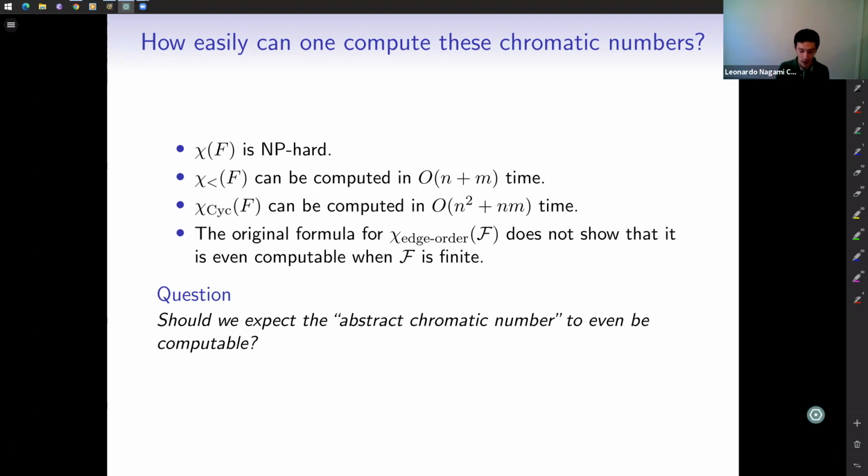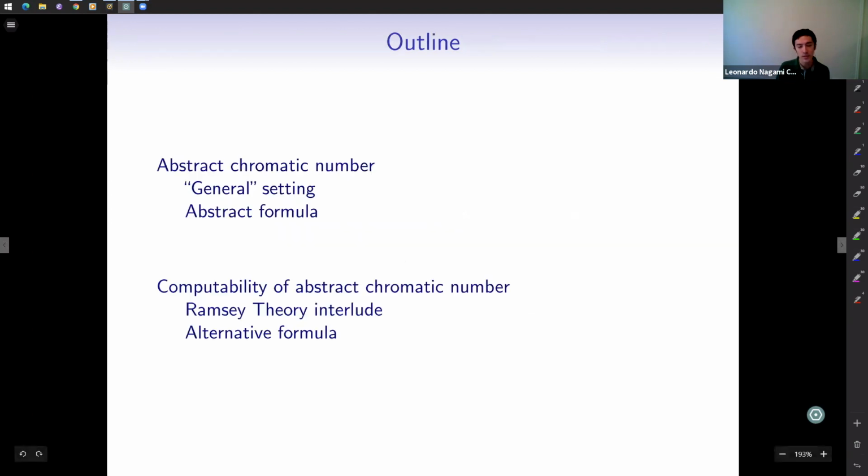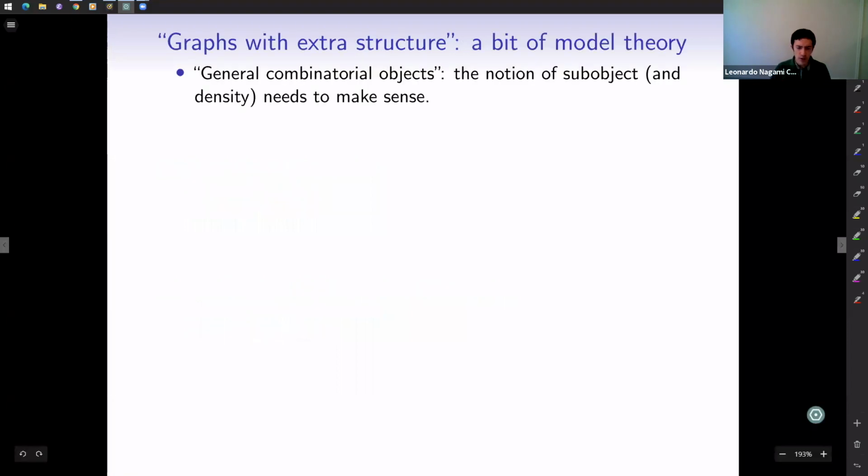Okay. So in this talk, I'm going to talk exactly about these two things. In the first part, I'm going to talk about this abstract chromatic number, and in the second part, I'm going to talk about the computability of this. So, abstract chromatic number. We want to talk about graphs with extra structure, so I might as well talk about a slightly more general setting, that of general combinatorial objects.